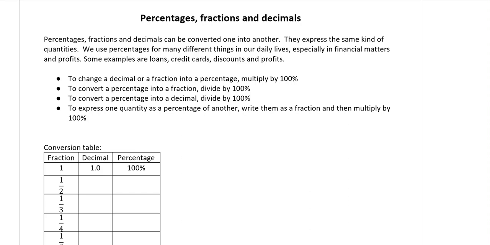To change a decimal or a fraction into a percentage, you will multiply by 100. To convert a percentage to a fraction, you divide by 100. And to convert a percentage to a decimal, you also divide by 100. Now, unless you want to memorize those little sentences, I have a little diagram that can help you do that.